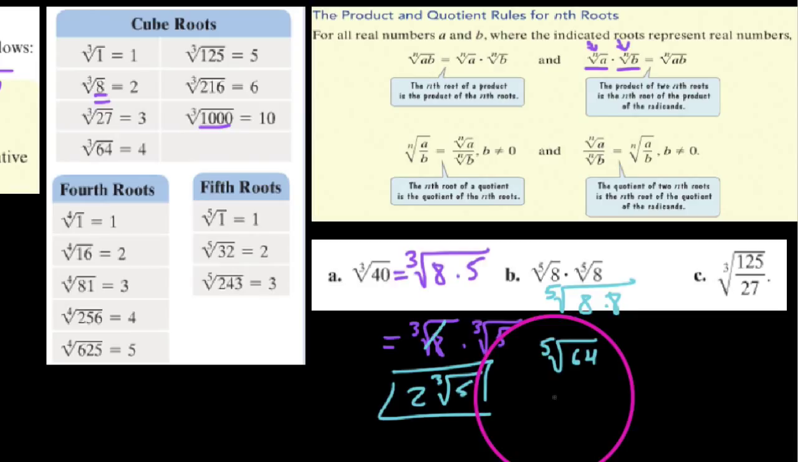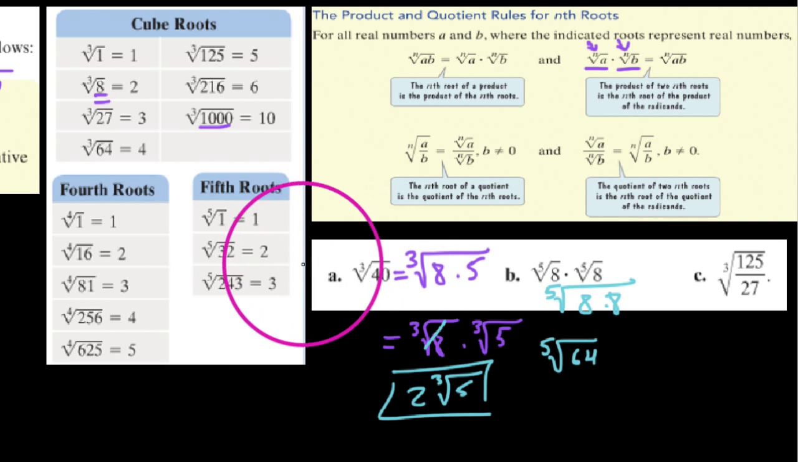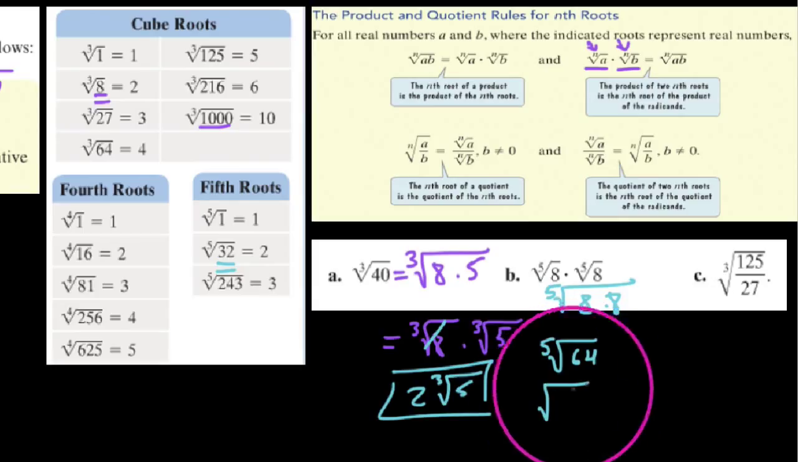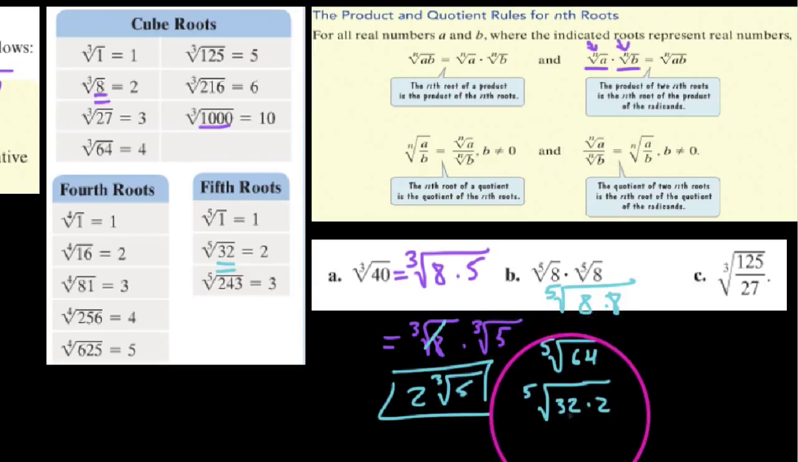But we could say that 64 is 4 times 16. That doesn't work, I guess. We could also say that 32, that's the number we're going for here, goes into this evenly. So we say the fifth root of 32 times 2, where 32 is a perfect fifth. We can now extract a 2 out of this, and we say 2 times the fifth root of 2 left over, and this would be our simplified form.